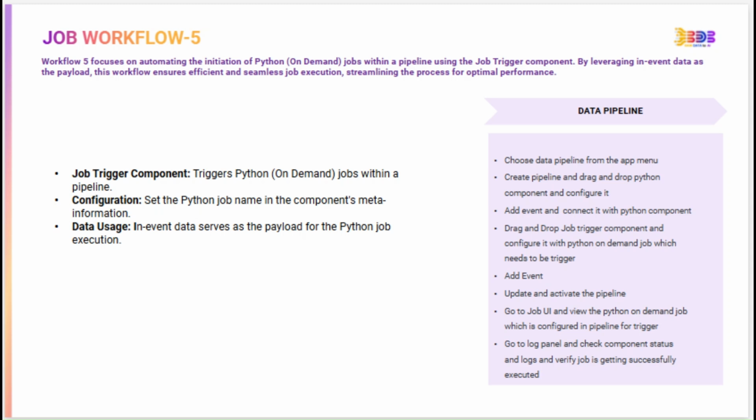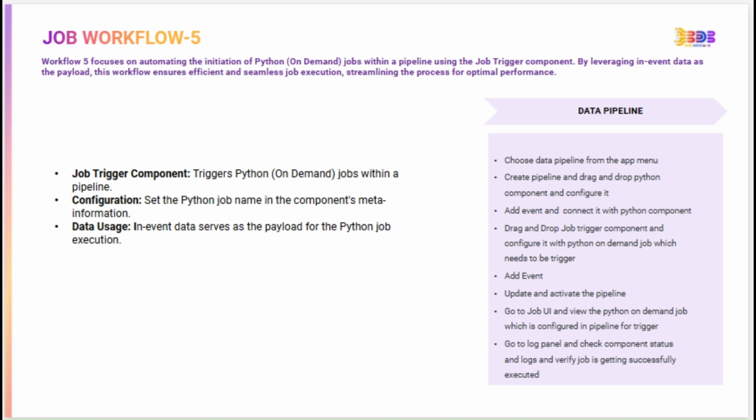In this workflow, we'll be focusing on automating the initiation of Python on-demand jobs within a pipeline using the job trigger component. First, we need to configure the job trigger component within the pipeline. Begin by specifying the name of the Python on-demand job you want to trigger. This is done in the meta information section of the job trigger component.